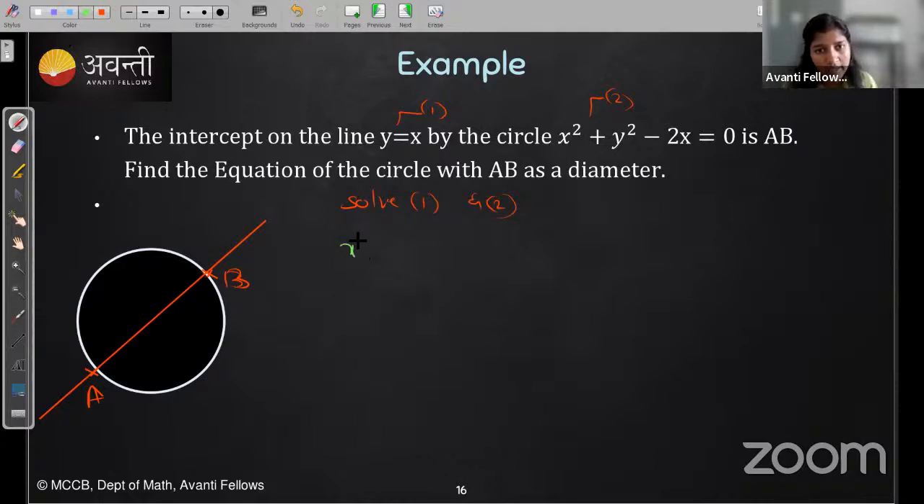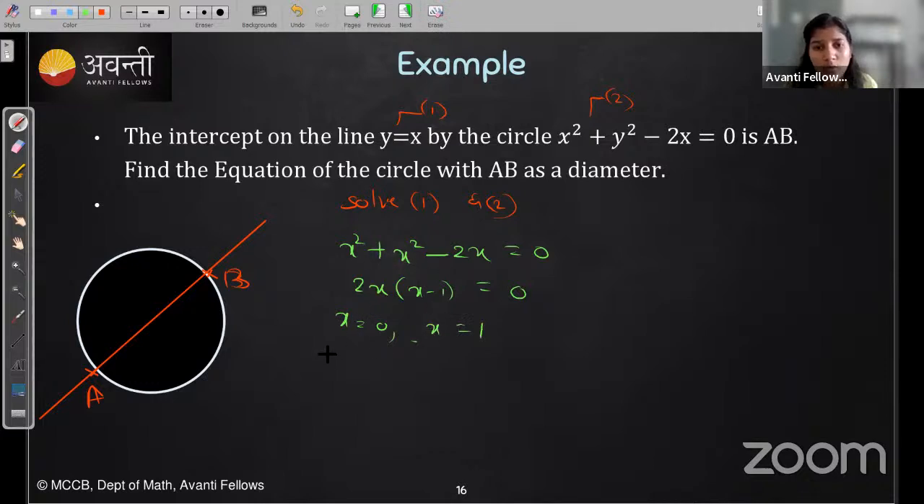We will get x square. In the place of y, substitute x. So we will get x square plus x square minus 2x equal to 0. So this is nothing but 2x square minus 2x. I take 2x common, so it's going to be x minus 1 equal to 0. So x is equal to 0 or x is equal to 1. These are the 2 points I get.